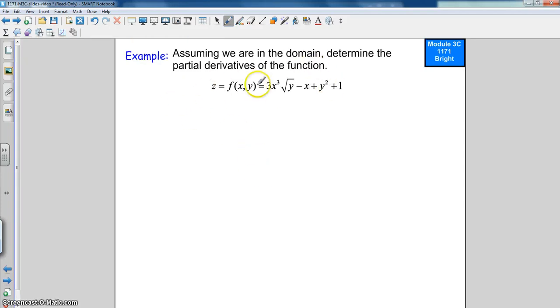So if we have this function, z is equal to all this good stuff, and we want to determine the partial derivatives, we're going to assume that we're in the domain of the function z so that we don't run into issues with differentiation. If I do the partial of z with respect to x, and again you could denote this just as z sub x, now I want to make a note here. When we do this, this means y is constant. So I think of y as just a number.